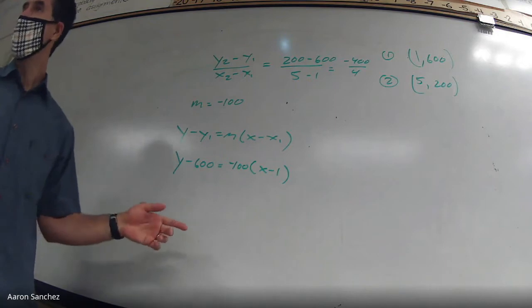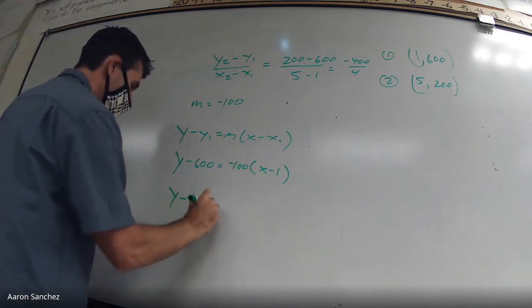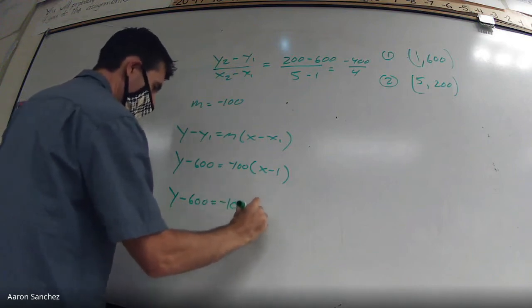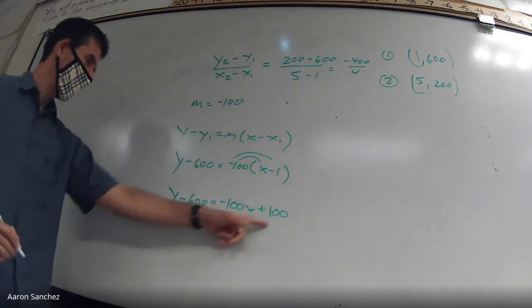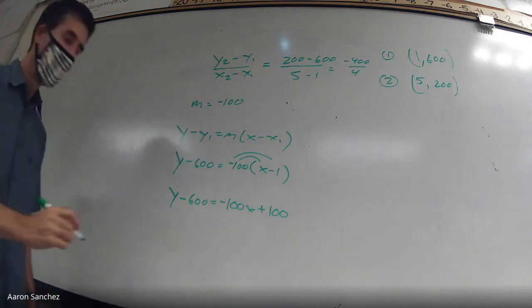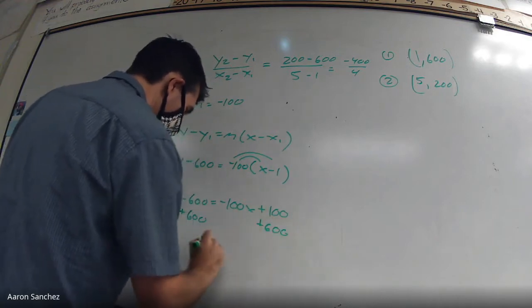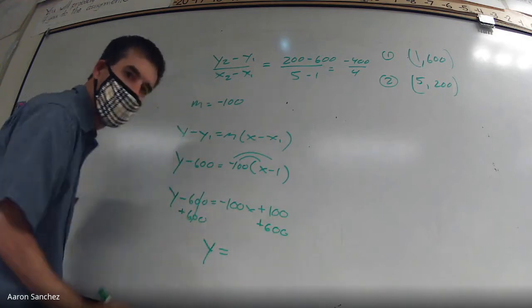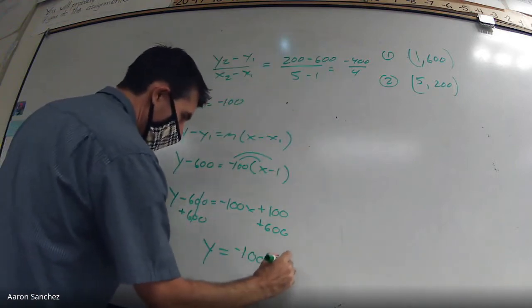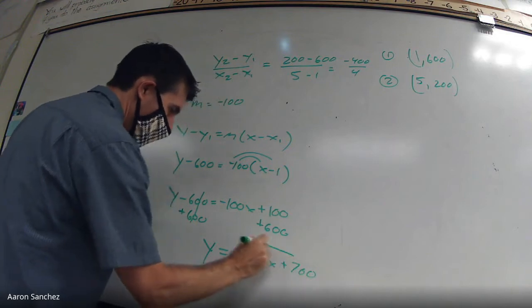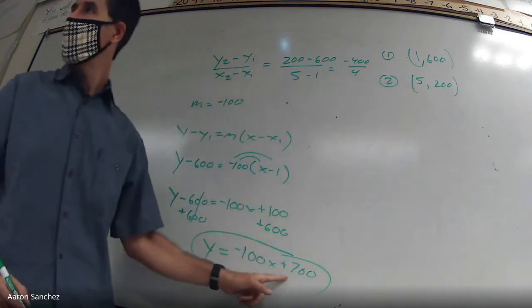Then use the distributive property. Negative 100 times x is negative 100x. Negative 100 times 1 is plus 100. Then I add 600 to both sides, so y equals negative 100x plus 700. Now, how can we check our work?